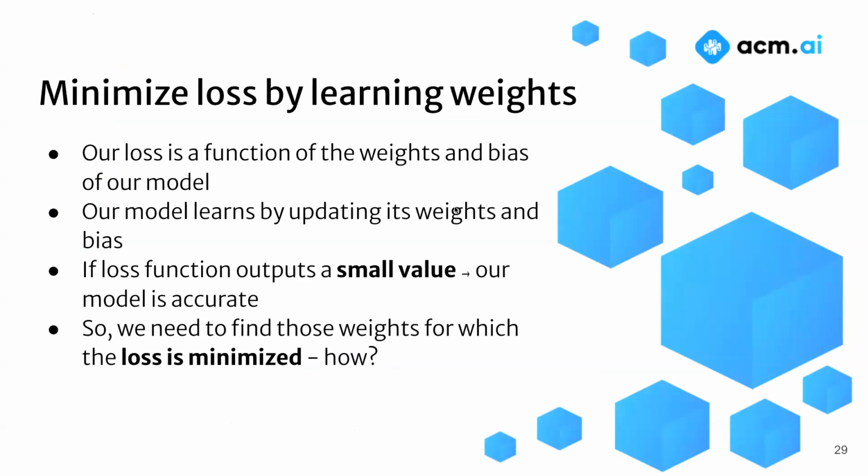Okay, so we've covered this point. Our loss function is a function of weights and biases for our model, right? Remember, a loss function is how far off we are. And so what do we want to do to make our model more accurate? We want to minimize our loss. We're going to use this loss function to update our weights and biases to make it more accurate. The smaller our loss function value is, the better our model is doing. So this line is really important: we need to find the weights for which the loss is minimized.